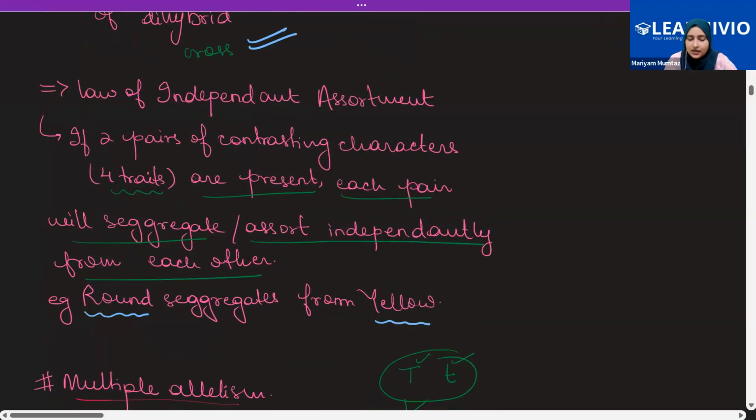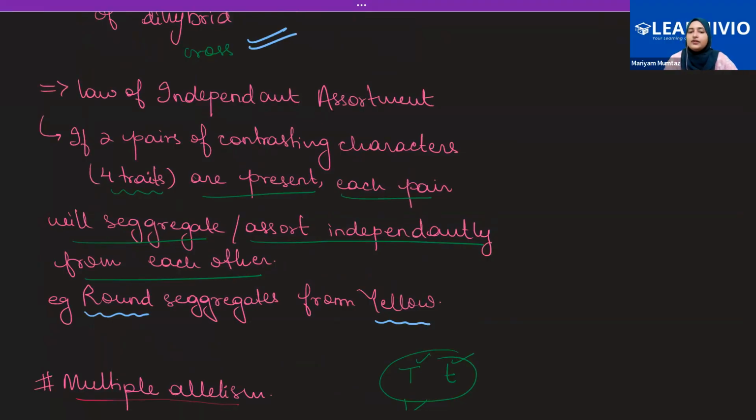So right now, we saw how two pairs of characters were getting inherited, right? Now we saw round, we saw yellow, and we also saw wrinkled and green. But there was no blending anywhere, isn't it? The round segregated independently. The yellow came out independently. So the law of independent assortment tells us that if two pairs of contrasting characters are present, each pair will segregate or assort independently from each other. There will be no blending, there will be no mixing.